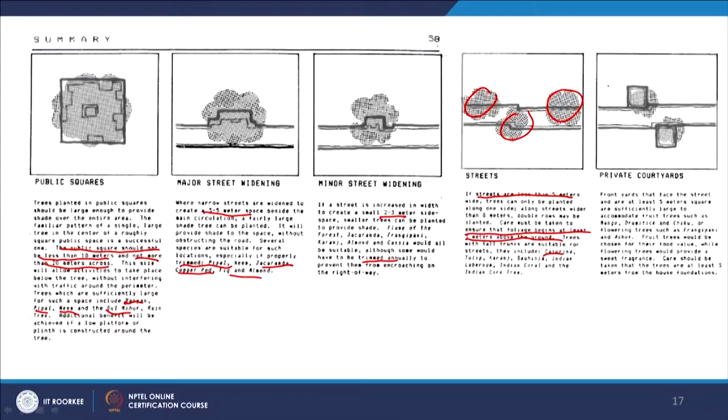And similarly, you have the private courtyards, both the front and the rear courtyards. Front courtyards, if facing the street and at least 5 meters square, are sufficiently large to accommodate fruit trees such as mango, drumstick, chiku. Which means it can be used for domestic purposes. And apart from it, you can also think of some small shrubs and plants, which can be vegetables, leafy vegetables.